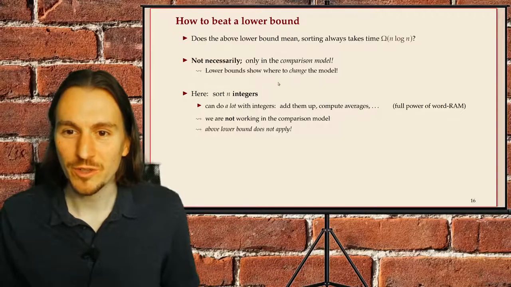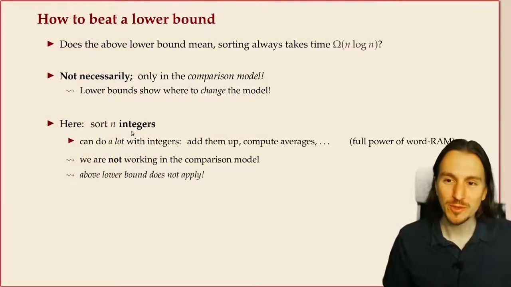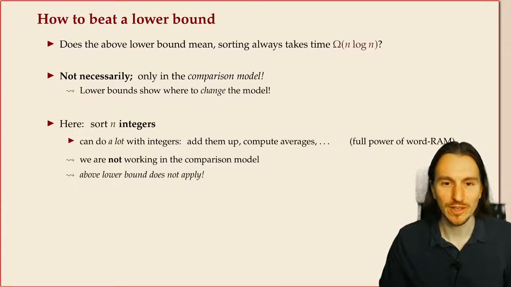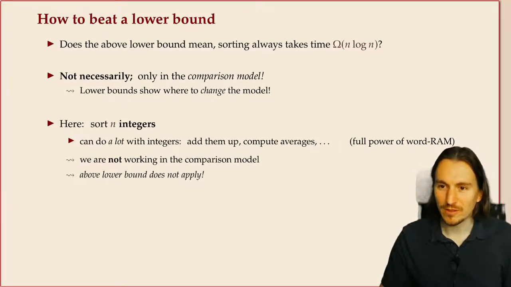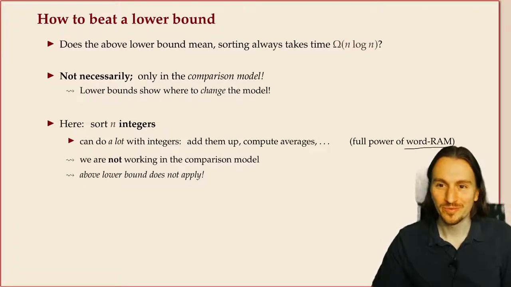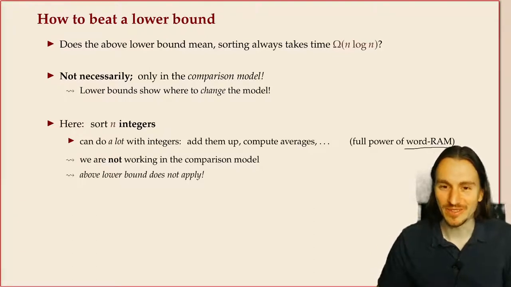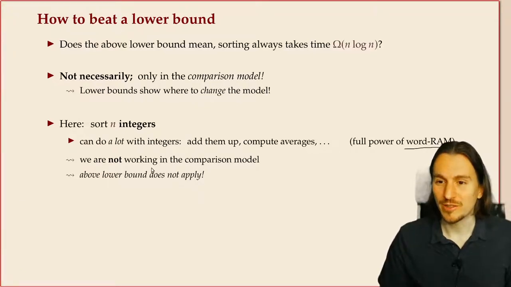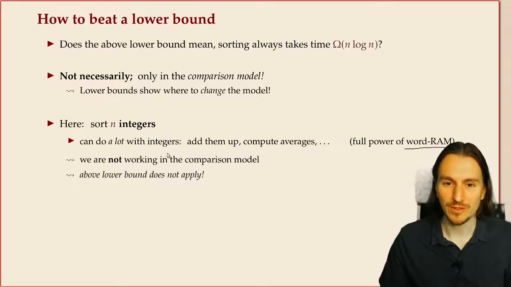So here, let's suppose we're not sorting arbitrary objects, but let's suppose we sort integers. So these are numbers, and we can do a lot more with integers than comparing them. We can add them up, we can compute averages, we can do all sorts of fancy arithmetic operations. Now, in particular, we can do the bit tricks that the word RAM allows. This is something I've mentioned when we discussed the model. You can do all sorts of weird things. I'm not really going into details here, so maybe let's just leave it with that general comment. We're definitely not working in the comparison model if we start computing with these integers. So the lower bound formally doesn't apply. This doesn't say you can do it better, but it says you might be able to do better.